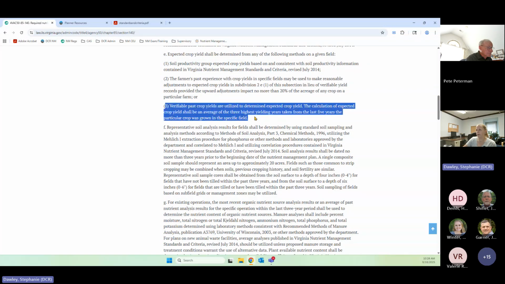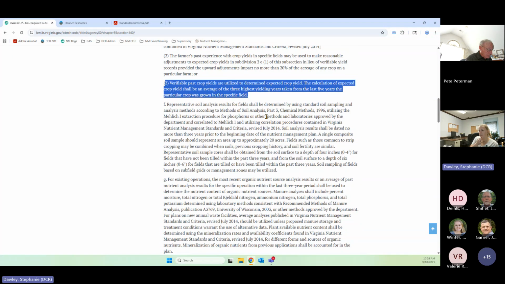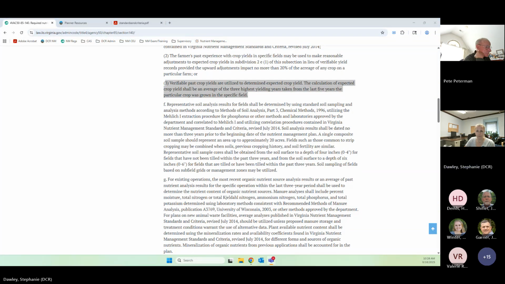Verifiable crop yields are utilized to determine this expected yield. So generally, the average of the 3 highest yielding years taken from the past 5 years and grown in a specific field. That can be tricky to get, because if you are looking at potentially a 3-year rotation, say maybe you're doing a corn, beans, and sorghum rotation, it might take you 15 years to build up that corn yield record, which is a chunk of time, but it's what we have right now.